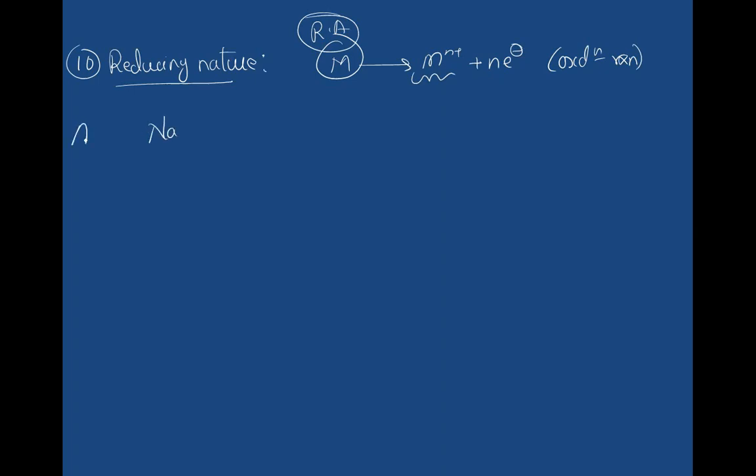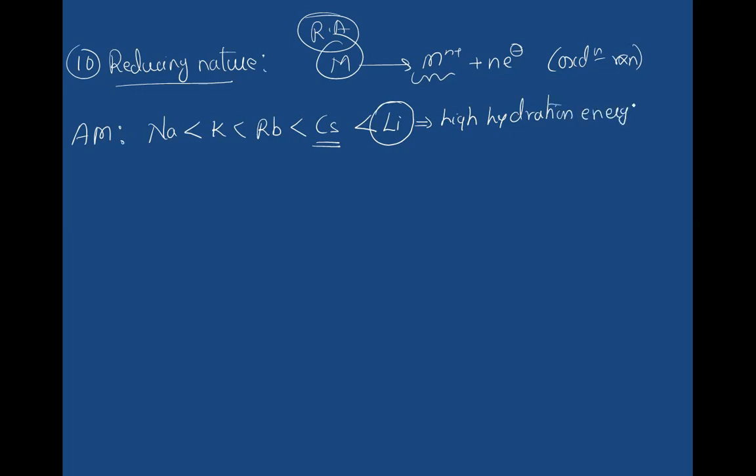First group, with respect to alkali metals: sodium, potassium, rubidium and cesium. So cesium should be the strongest reducing agent, but the exceptional behavior of lithium is that lithium acts as a strong reducing agent due to high hydration energy. With respect to alkaline earth elements: beryllium, magnesium, calcium, strontium and barium.